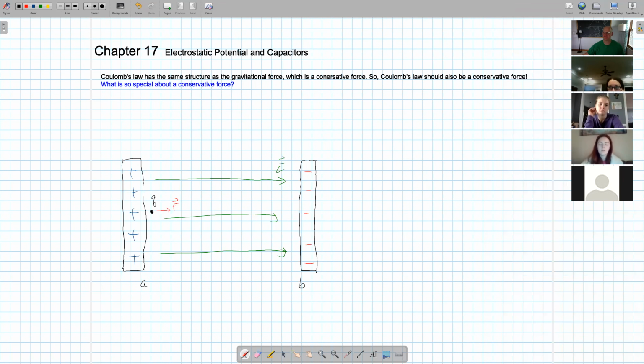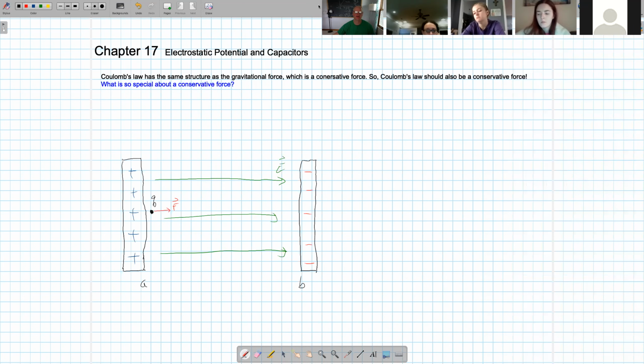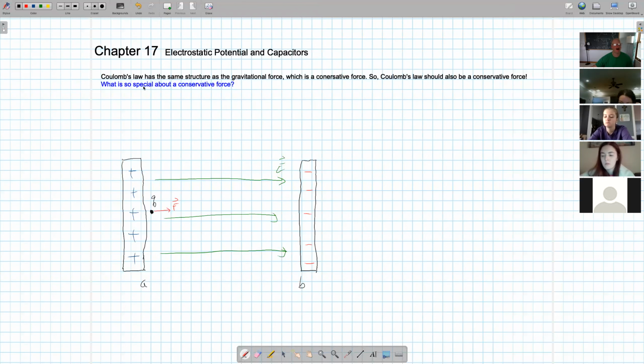Today we're going to start the last chapter when it comes to this exam that's occurring on Monday, which is chapter 17. Let me move all your faces over here. Chapter 17 is about electrostatic potential, which we've already basically seen in lab, and we're going to talk more about, and capacitors, which we also saw in lab. The starting point of chapter 17 is it wants us to look at the structure of Coulomb's law.